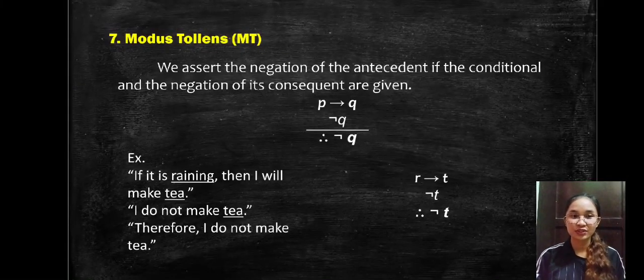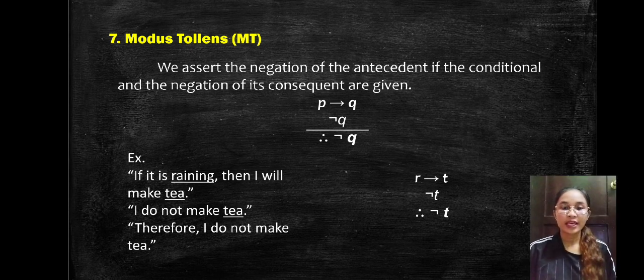So next is modus tollens, or shortened as MT. We assert the negation of the antecedent if the conditional and the negation of its consequent are given. So if I have P then Q, not Q, therefore not P. For example, if it's raining, then I will make tea. I do not make tea, therefore it is not raining. So magiging, let R be if it's raining, and let T be I will make tea. So R then T, not T, therefore not R.